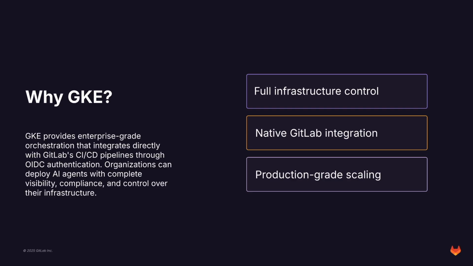Let me highlight three key advantages. First, you maintain full infrastructure control: your data, your rules, your environment. Second, native GitLab integration means no complex workarounds. Your existing pipelines work right out of the box. And third, production-grade scaling. GKE automatically handles the heavy lifting as your AI workloads grow. Bottom line, GKE provides enterprise reliability your AI deployments demand without sacrificing the developer experience your teams expect.